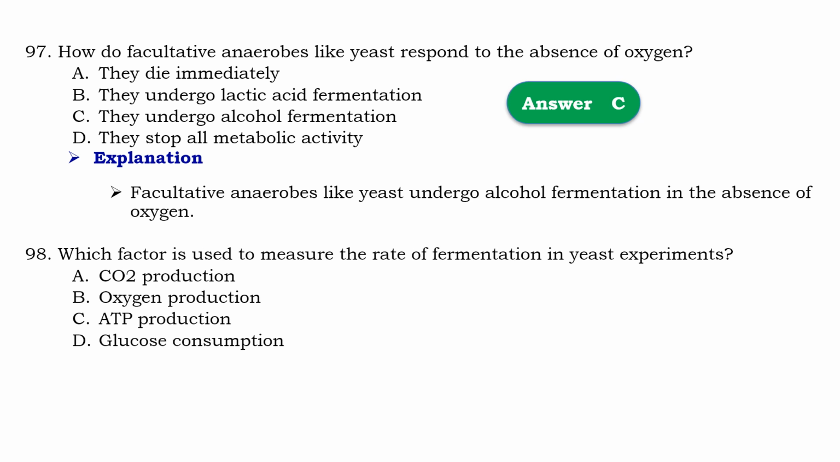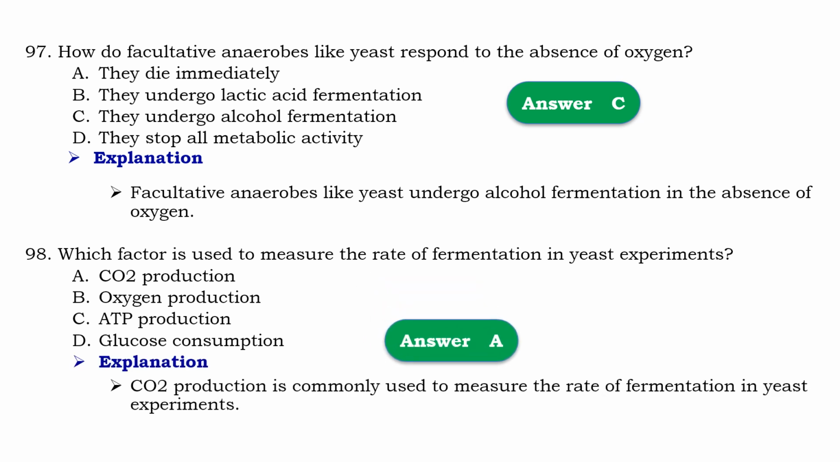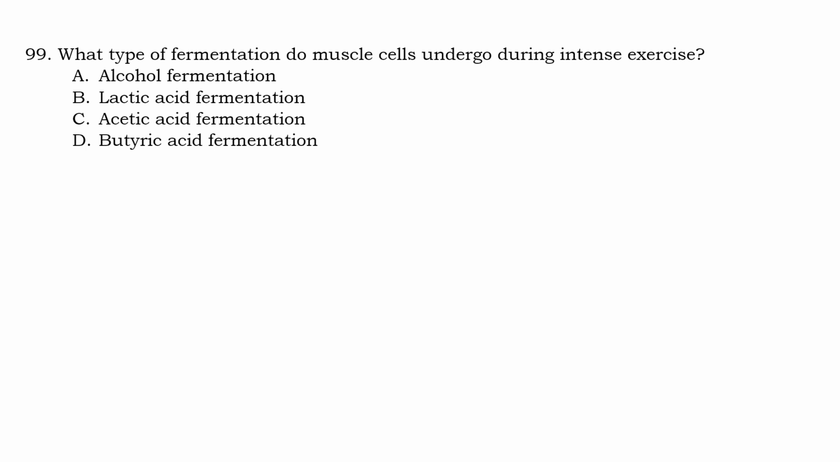Question number 98. Which factor is used to measure the rate of fermentation in a yeast experiment? So the answer should be A, carbon dioxide production. Carbon dioxide is commonly used to measure the rate of fermentation in a yeast experiment.